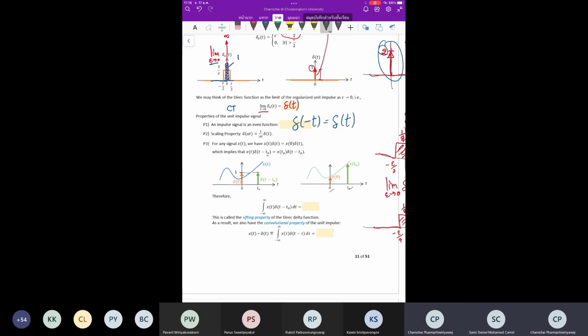Sampling a continuous time signal: when we are sampling a continuous time signal, basically we have a bunch of periodic delta functions like this. If we have another periodic delta function like this, then the height here is this one. This is negative T naught. So we sample the continuous time signal by periodic delta functions.